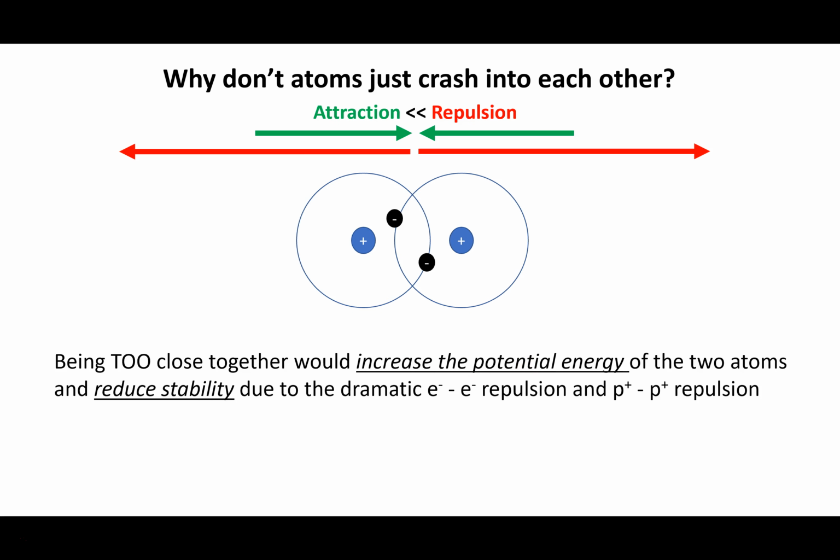Okay, now sometimes people ask, well, if there's attraction there, why don't the atoms just keep coming toward each other, in other words, just crash into one another? And the reason why is, well, don't forget about those repulsive forces. As you come closer and closer together and you get beyond that sweet spot, now you have these massive repulsive forces, say between the electrons, but more importantly between the protons of one atom and the protons of the other atom. Okay, and so these massive repulsive forces, as they get closer together, are going to completely overwhelm the attractive forces, and that's going to send potential energy through the roof, and that's going to reduce stability. And again, it's due to these dramatic electron-electron repulsion and proton-proton repulsive forces as well.